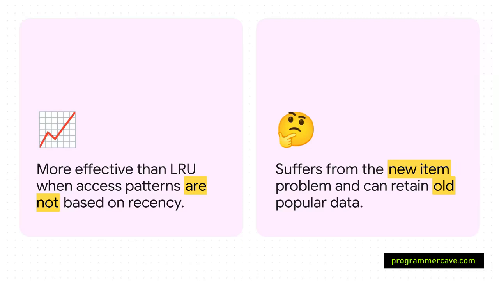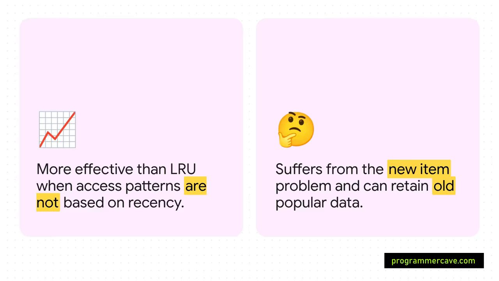So LFU can definitely outperform LRU when you have items that stay popular for a long time, even if they aren't accessed constantly. But it comes with its own set of pretty tricky problems. First, there's the new item problem. A brand new item comes into the cache with a frequency count of just 1, which makes it an immediate target for eviction, even if it's about to become super popular.